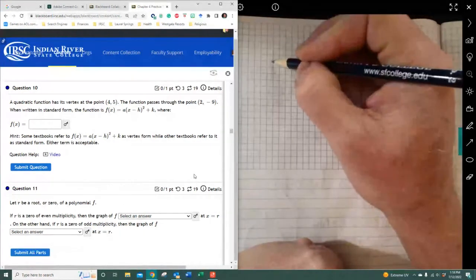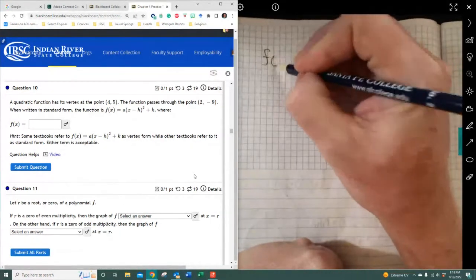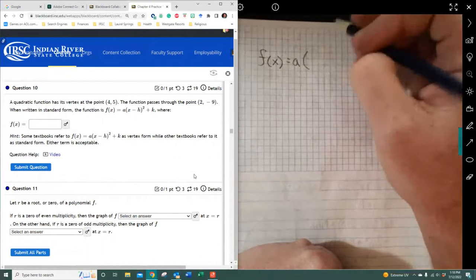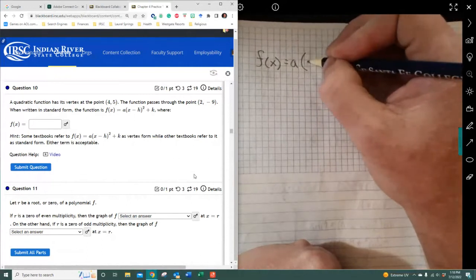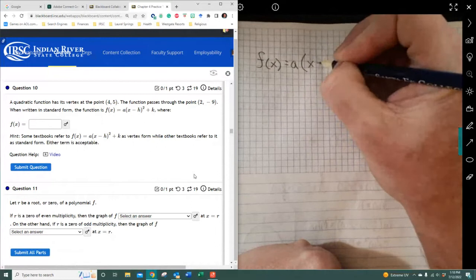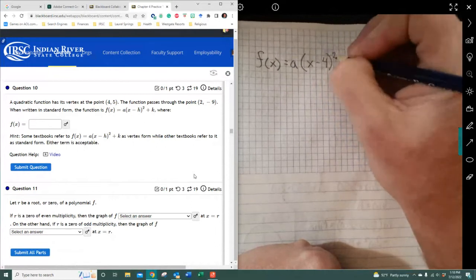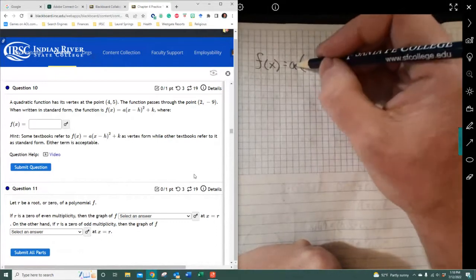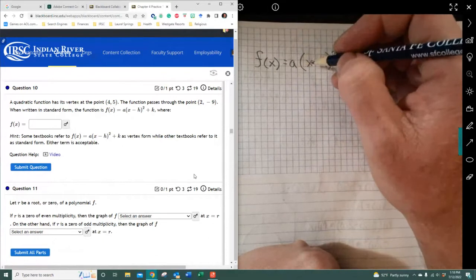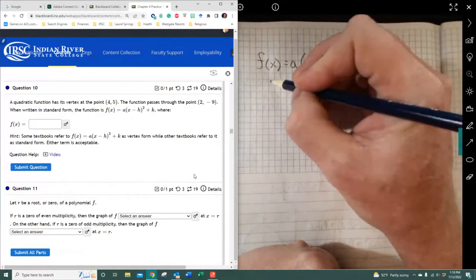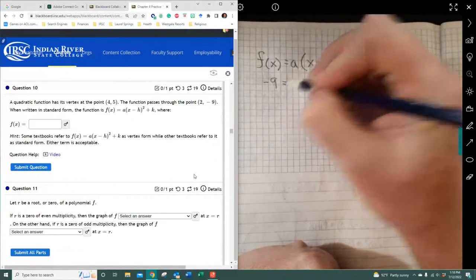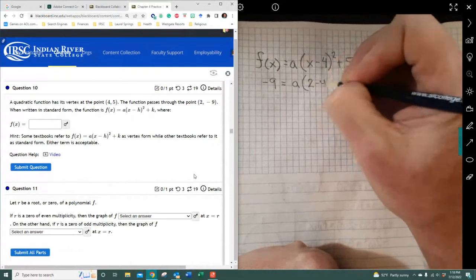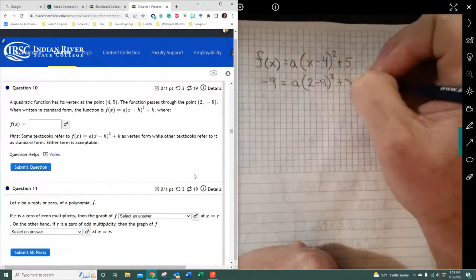So when we're calculating this, we're not concerned about the A. We're going to find that out later by using the point. Now we're going to place in there the value of our H, which is 4 squared, and then our K, which is +5. Now we can't determine the A until we place in the point that it's passing through: -9 equals A times (2 minus 4) squared plus 5.